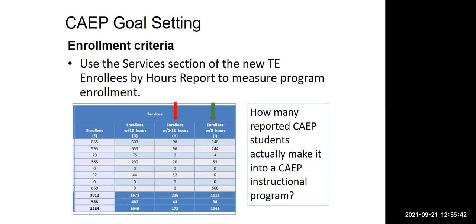Maybe ESL, like in this example, is looking good. The next, some other programs are not looking as good. So we want to move some students into that column G. Lots of different ways to look at it, but this is just using enrollment criteria to get at least 12 hours to move them from that adult served to participants bucket like we've been talking about.